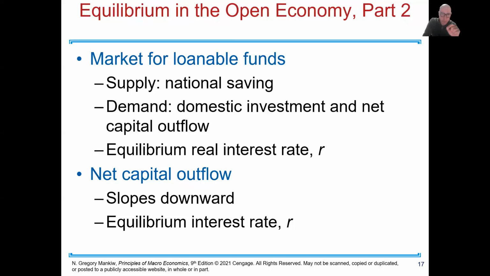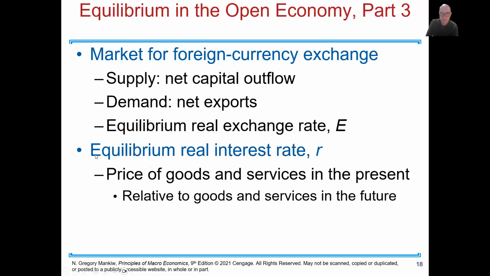The point of equilibrium is the interest rate. So the net capital outflow slopes downward, and the equilibrium point is represented by the interest rate. So that's the market for loanable funds. Now we have the market for foreign currency.